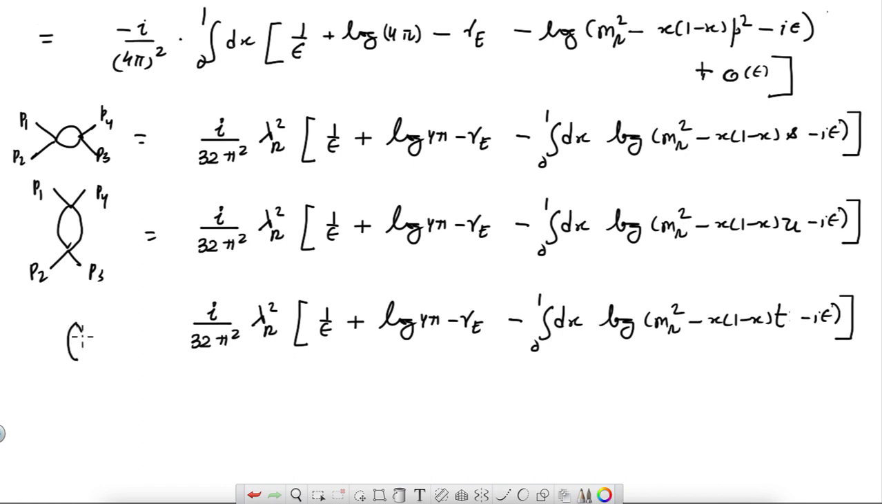Let me draw the diagram differently. Okay, let's draw it the same way as I drew earlier, which was P1, P3, and P2, P4. Okay, looks ugly, but that's what it is. Okay, so I have to add up all these.